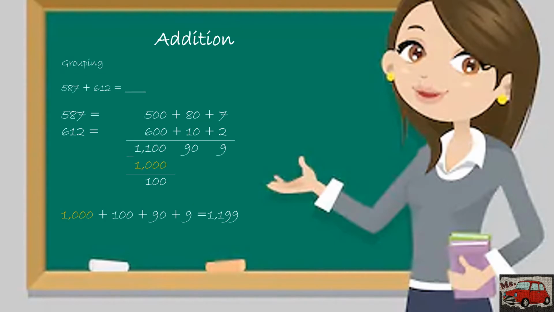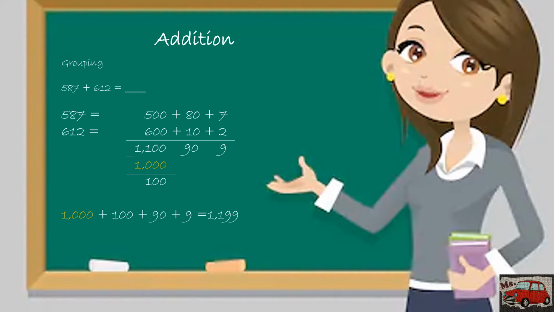Another way to do addition is by grouping, which means that i-group natin yung whole number according to their place value. Example, yung 587 magiging 580 at 7. Yung 612 magiging 610 and 2. So, pag nag-group na natin sila according to their place value, saka natin sila i-add. So, yung 1's place, meron tayong 7 and 2, so we have 9. Yung 10's place, we have 80 and 10. Pag pinagsama mo yan, it's 90.